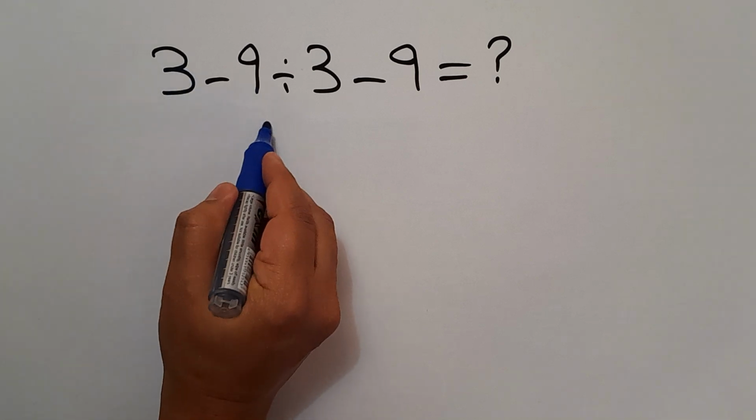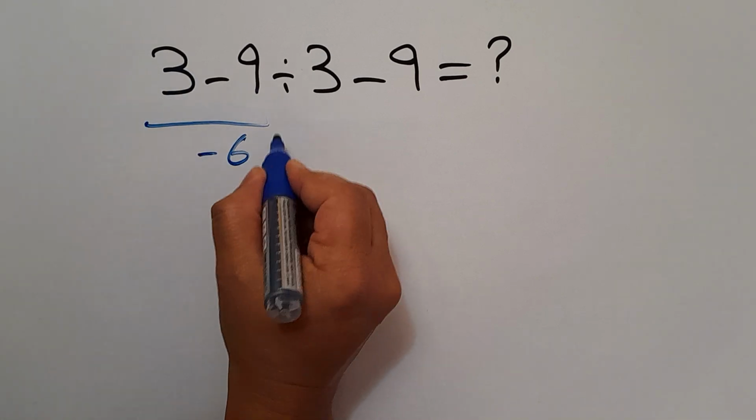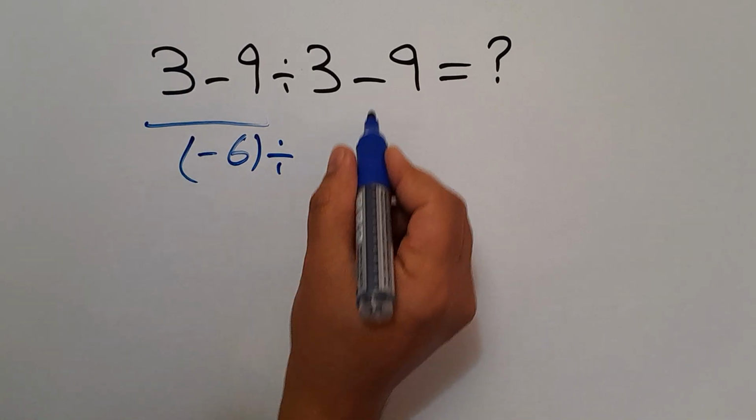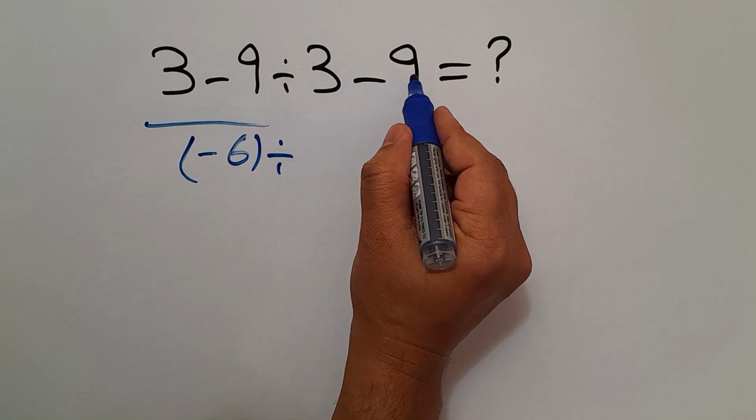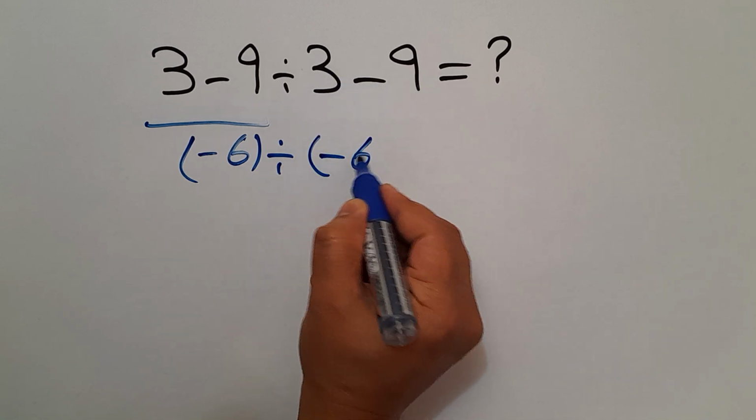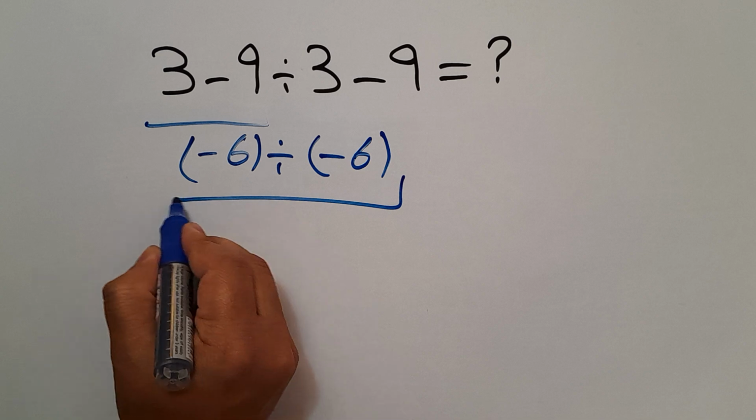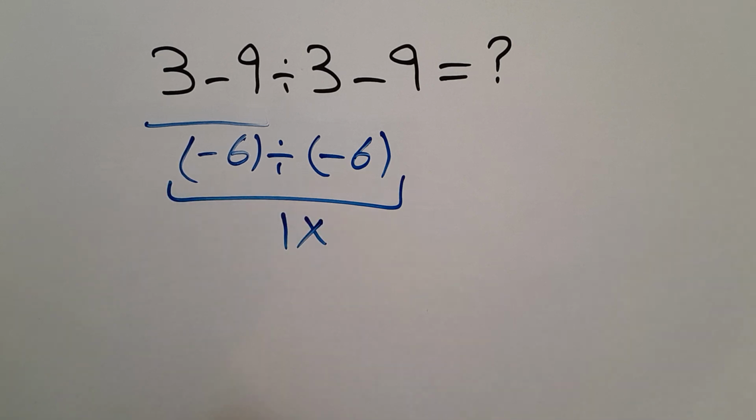3 minus 9 gives us negative 6, divided by 3 minus 9, which gives us again negative 6, and this is equal to just 1, but this answer is not correct.